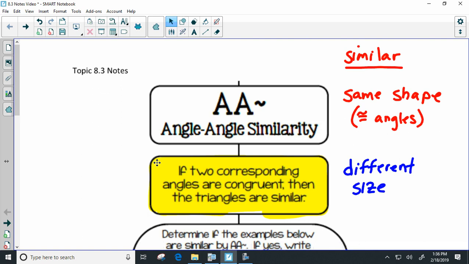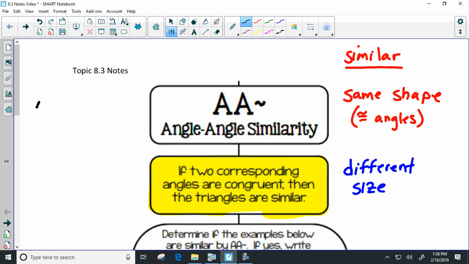In 8.3, the first type of similarity that we look for, however, is just called angle-angle similarity. That means if you have two triangles, and you have two angles of one triangle congruent to two angles of another triangle, then those two triangles have to be at least similar. Little side note here, if you happen to have at least one of the sides also congruent, then you have congruent triangles, right?